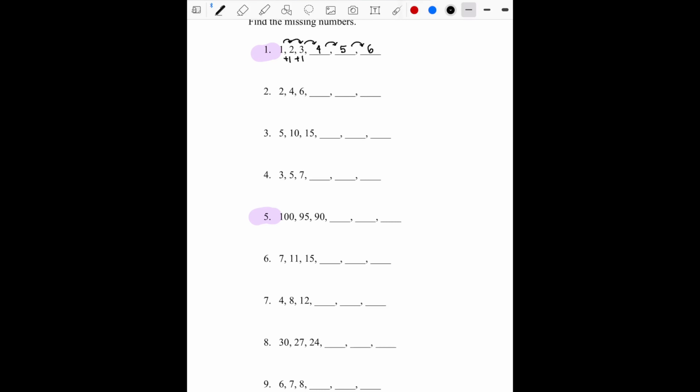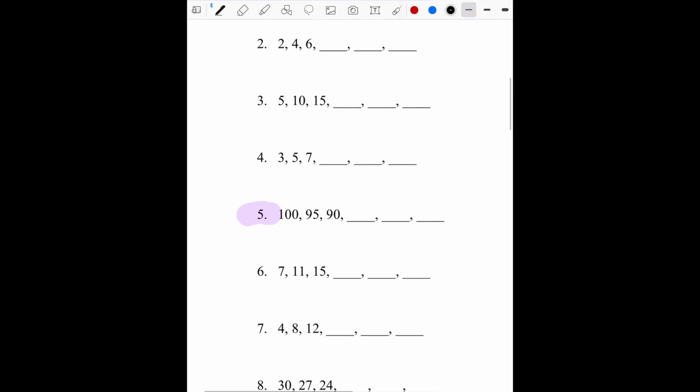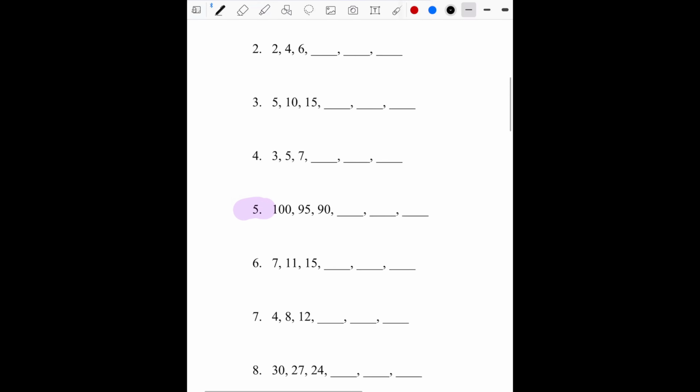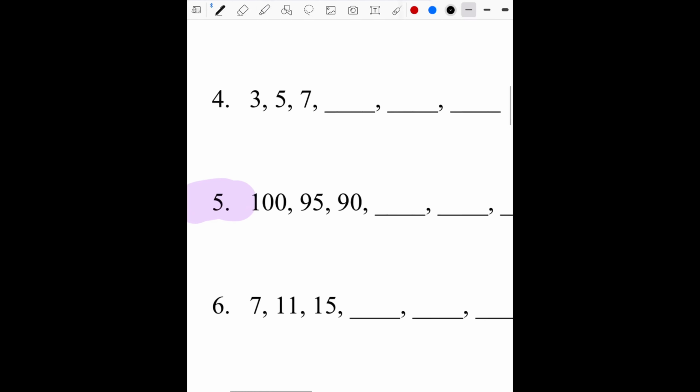Alright, and then we're going to skip over to number 5. Once again, we have to start with establishing the pattern in this set. So, I see that we are going lower in numbers. And when you're going lower in numbers, that simply means subtraction. Now, what do you think the number that we're subtracting by is? Well, 100 minus 95 is 5. So we're subtracting by 5.